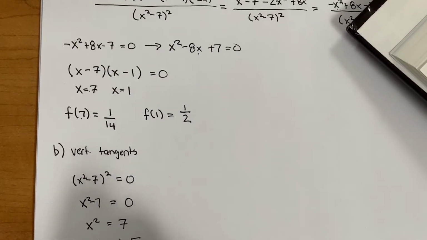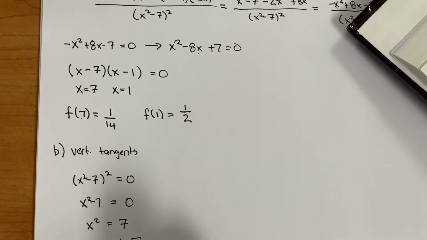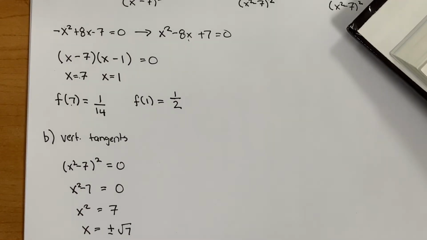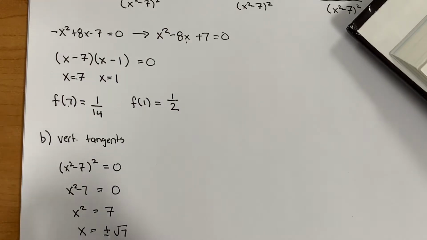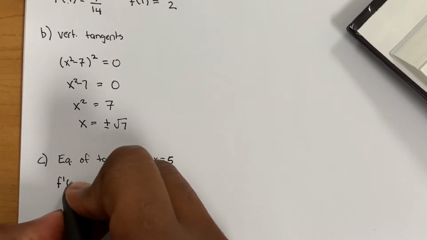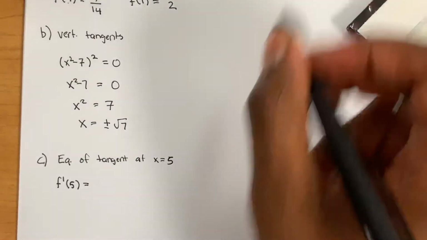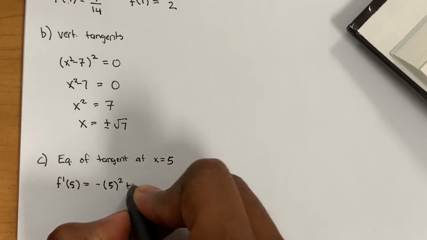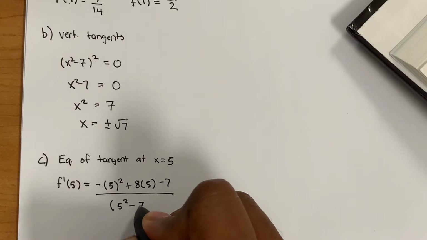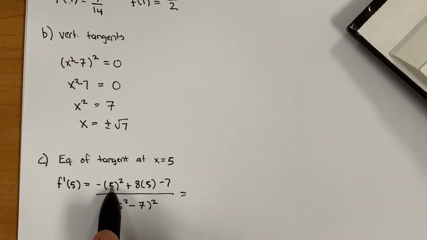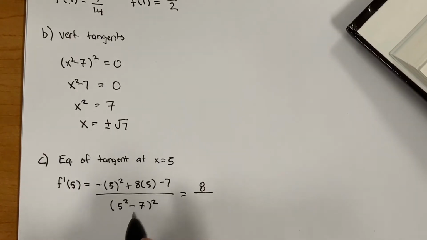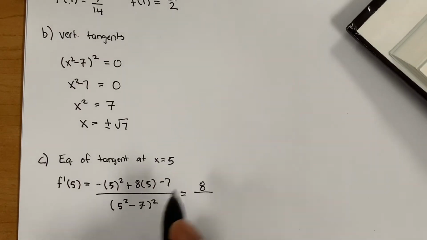And for C, just for fun, let's say we want to write the equation of the tangent line at x equals, let's say 5. To write the equation of the tangent line at x equals 5, we need f prime of 5, which is going to be negative 5 squared plus 8 times 5 minus 7 over 5 squared minus 7 squared. So negative 25 plus 40 is 15, minus 7 is 8, over 18 squared. So 25 minus 7 is 18. 18 squared is, I believe, 324.